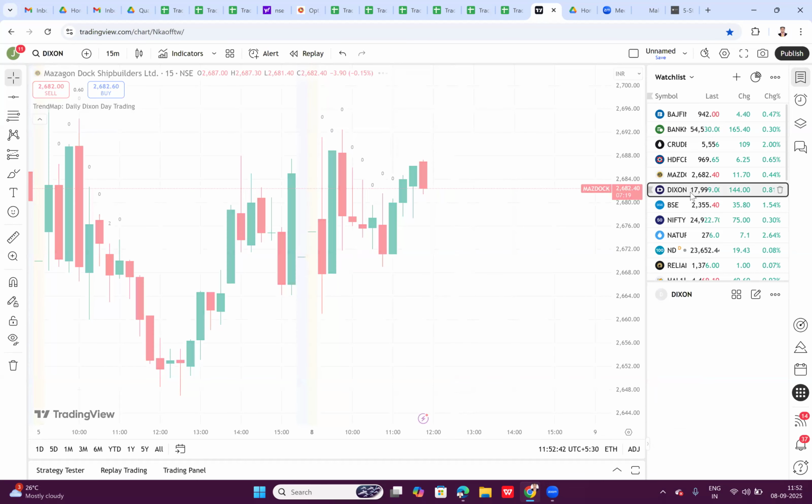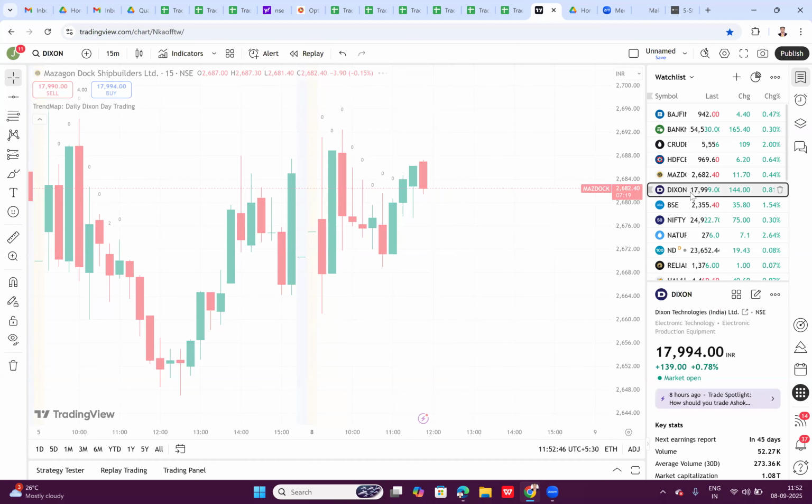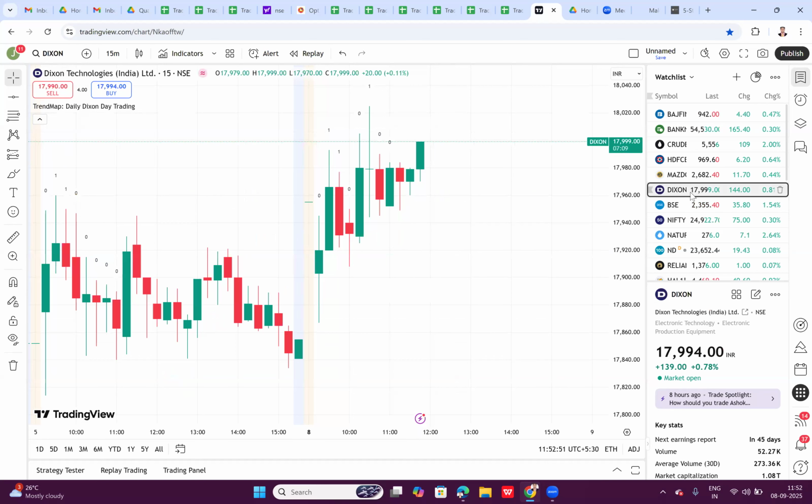Out of these three stocks, sometimes we will get a trade in one stock, like today, when we got a proper trade in Dixon. Sometimes we will get trade in two stocks, either Dixon or MazDock, or Dixon or Suzlon, or sometimes MazDock or Suzlon. Sometimes we will get trade in all three stocks also. Okay. If a trade is not available in Suzlon or MazDock, then we will not follow Suzlon or MazDock today. We will follow only Dixon.